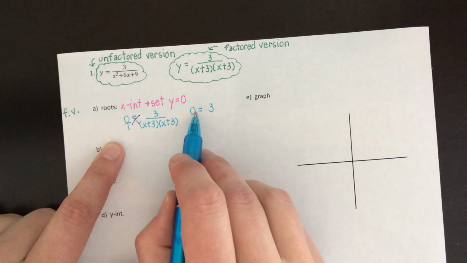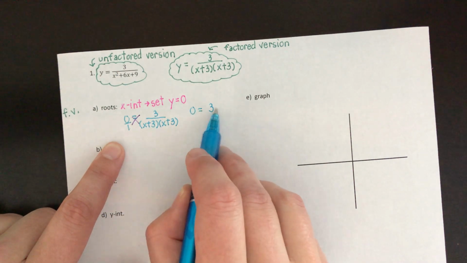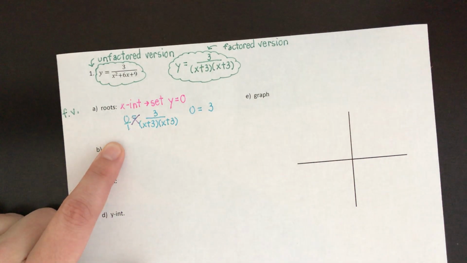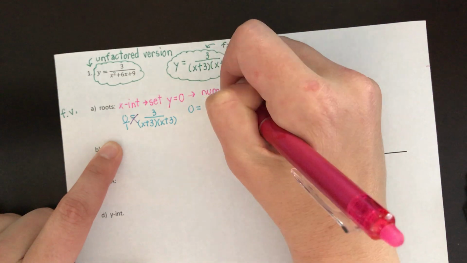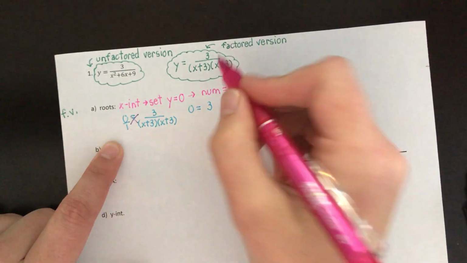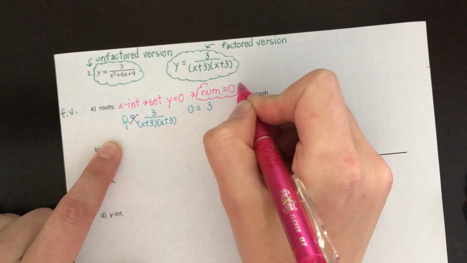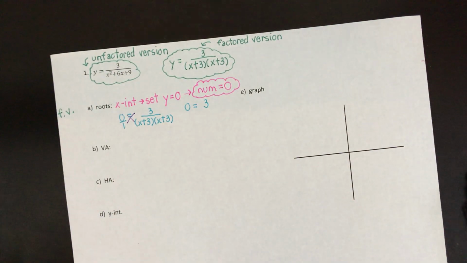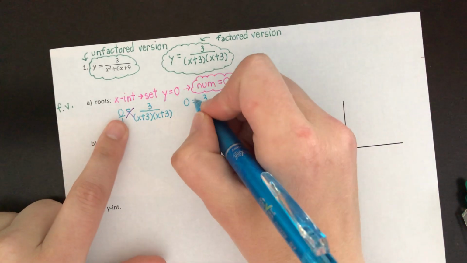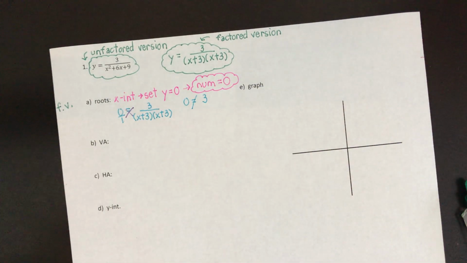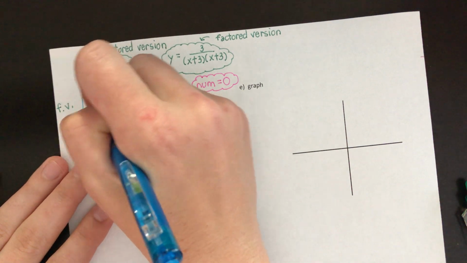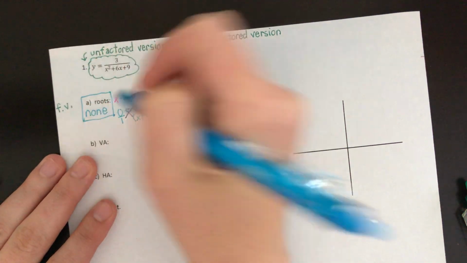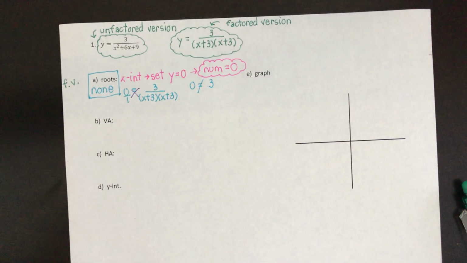So therefore, you're always going to have a situation where 0 equals the numerator is going to give you your roots. So just memorize from this point on that to find the roots, all you have to do is set the numerator equal to 0. In my opinion, easier, saves you a step. Okay, so in this case, when I set my numerator equal to 0, is that a true statement? No, 0 does not equal 3. That's because there are no roots. There are no roots for this graph. Okay, so I have no roots.